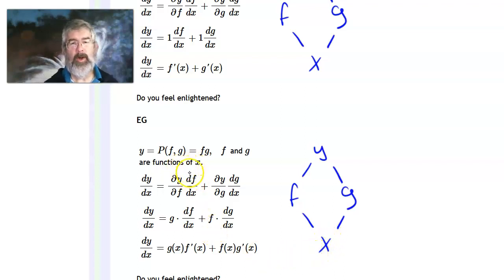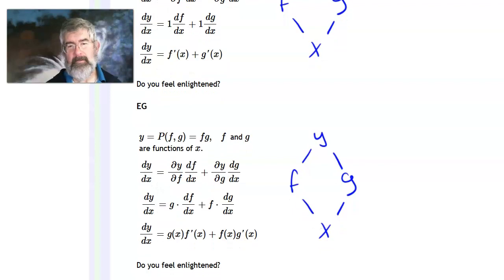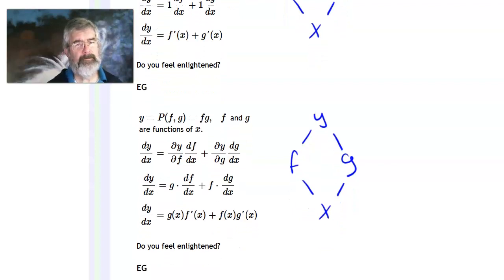Well, for this function, what is the partial of y with respect to f? You're thinking of g as a constant, so you have g times f. Taking the derivative with respect to f, you get g. Likewise, what's the partial of this thing with respect to g? Now you're thinking of f as a constant, and the partial derivative is just f. And so we have g times df/dx plus f times dg/dx, which we might rewrite this way: the derivative of f times g is g times the derivative of f plus f times the derivative of g. Have you ever seen that before? Do you feel enlightened? Let's try another one.